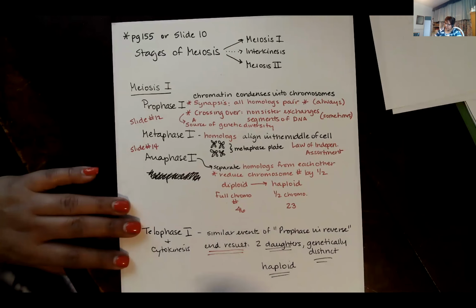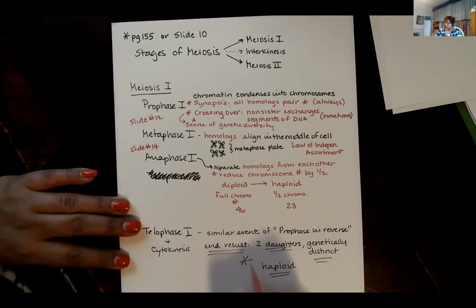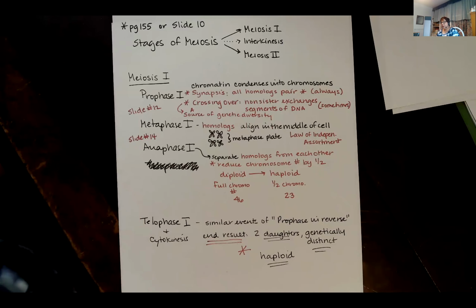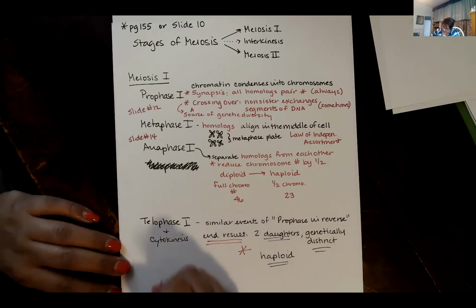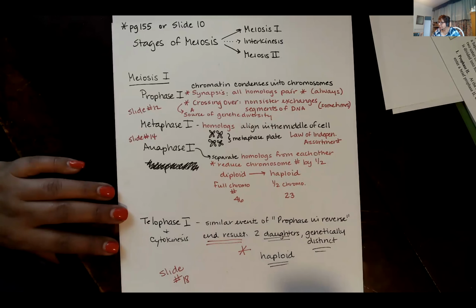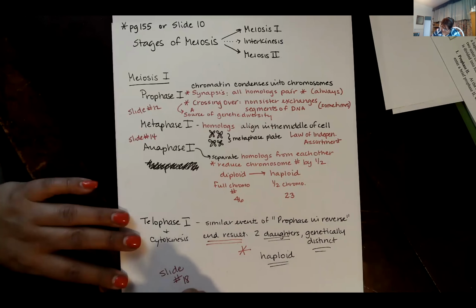I probably should have written that in red. But the end result is you have 2 daughter cells that are genetically distinct and they are haploid. We're going to take a gander at slide number 18, and I'll show you what this process looks like. If you're following in your book, this is pages 156 through 157.